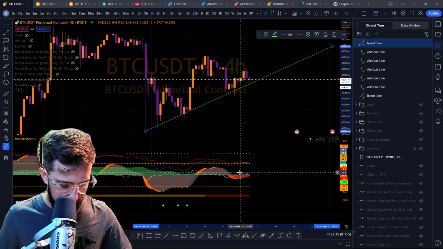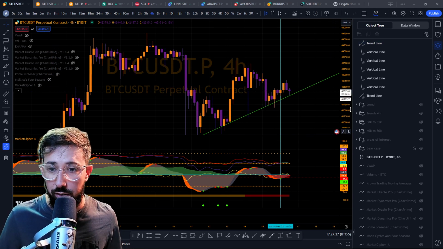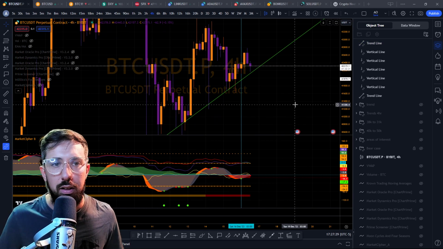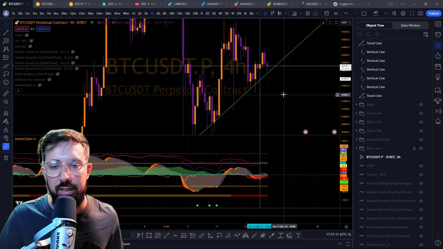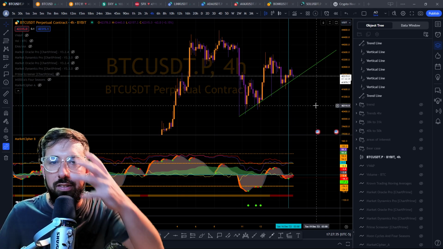You can see the trigger wave right here, right? Trigger wave. So does this mean we're going to continue upwards? Maybe. So how can we front run these? Because that's what we want to be able to do. We want to be able to see them in advance.